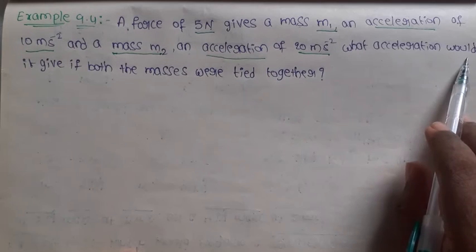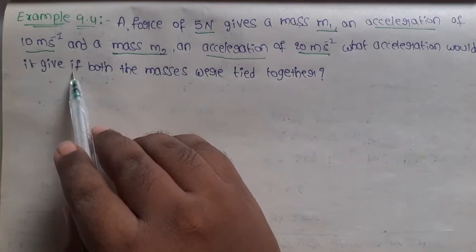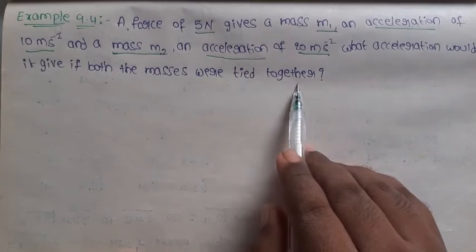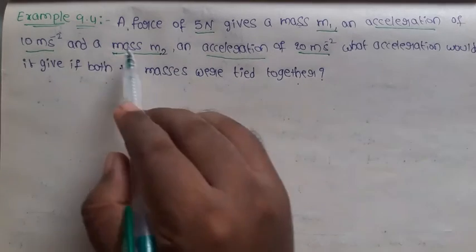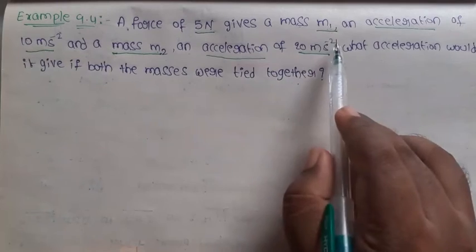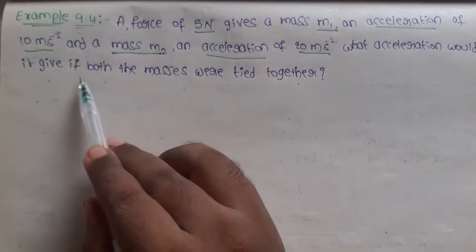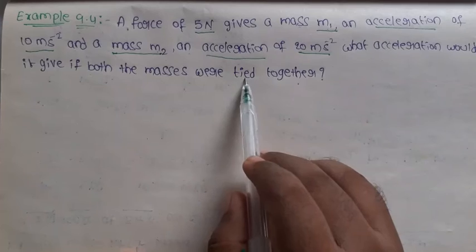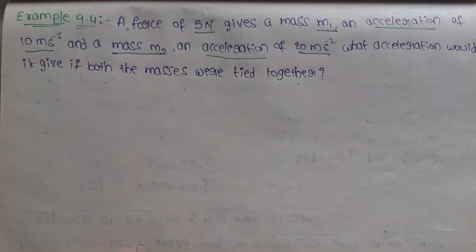What acceleration would it give if both the masses were tied together? First we are going to find the values of mass m1 and m2. If these two masses are tied together, what is the total mass?